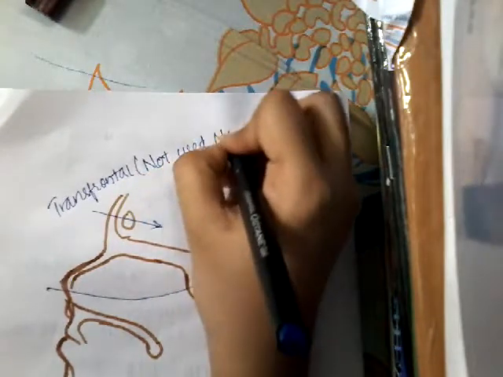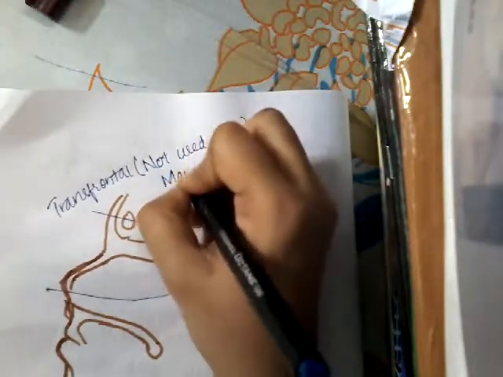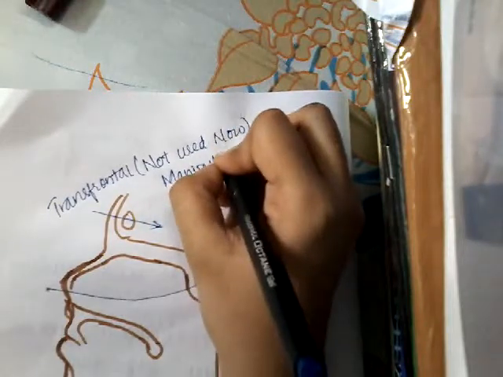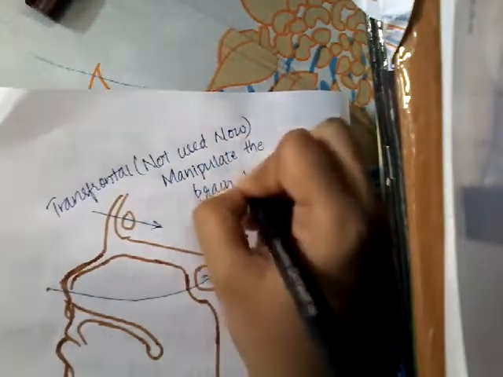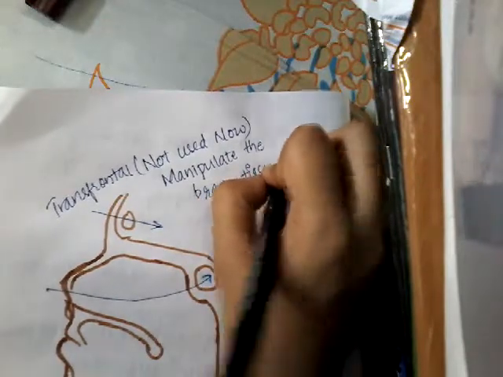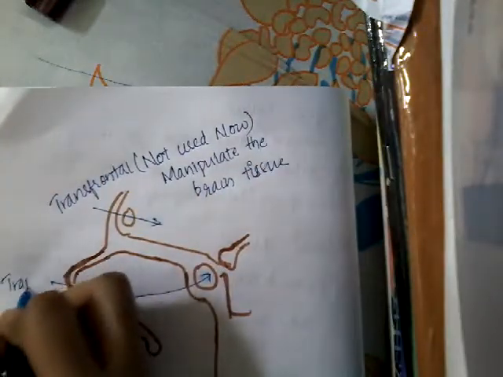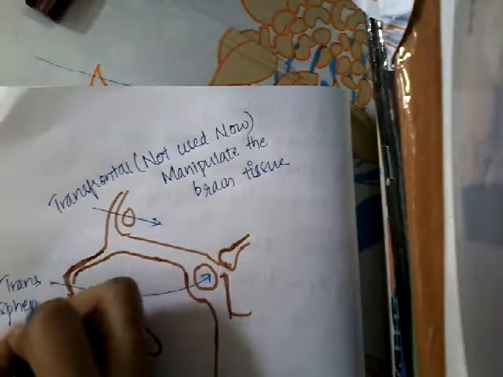This is transfrontal, which was done some years back. It is not used now, because here you will have to manipulate the bone tissues, manipulate the brain tissues. This may cause damage to the brain tissues, so this is not generally used. We generally use the transsphenoidal route.